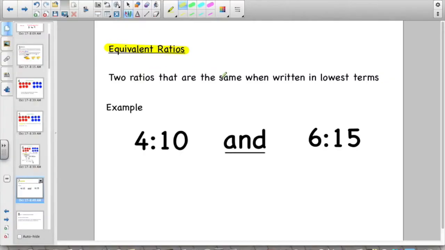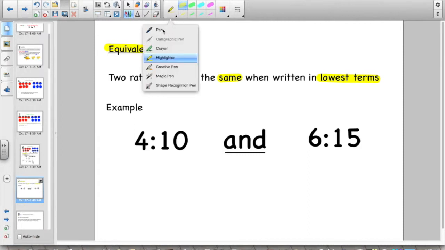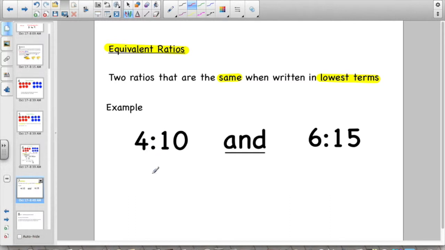Two ratios are the same, or equivalent, when written in lowest terms. So we can write a ratio in lowest terms if I can find a number that divides evenly into both parts. This is where the stacking method that I talked about becomes really important. I keep my ratio sign lined up with my other ratio sign, and I'm looking for a number that divides evenly into both parts. I know that 4 and 10 are both even, so I can try 2.